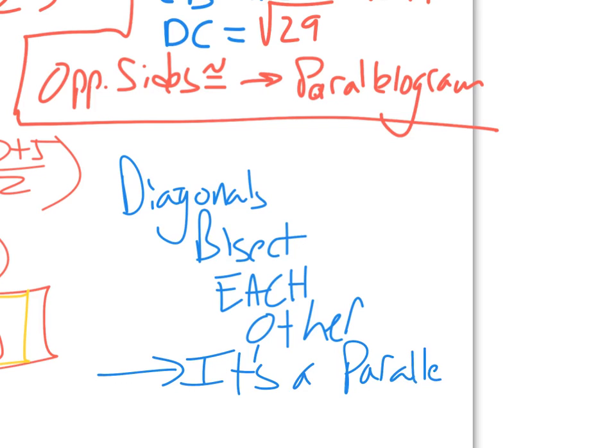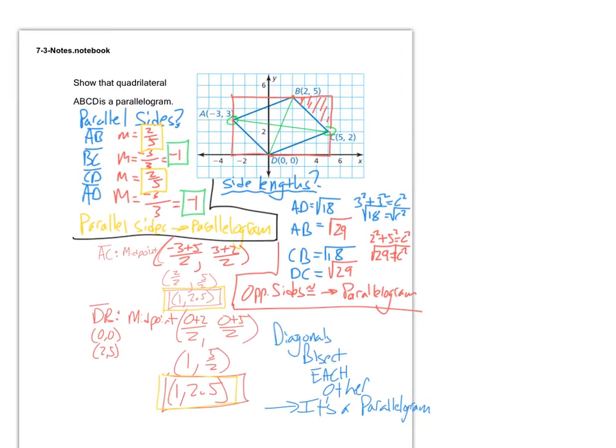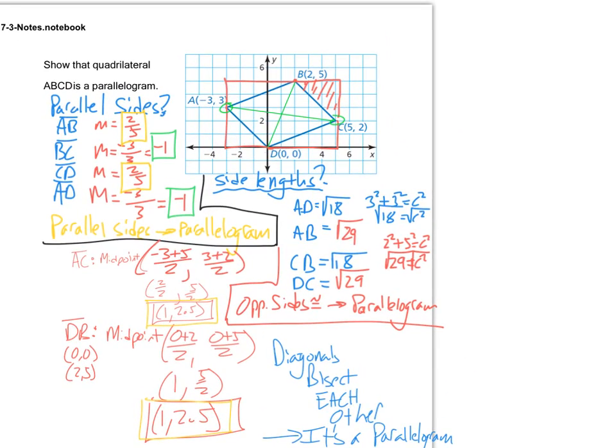Okay, so these are the ways to prove that it's a parallelogram. We've got to show one of those things: parallel sides, side lengths, or diagonals, to see that it's a parallelogram. So, all right, go for it. Try it out. Work on that assignment and use those coordinate proofs.